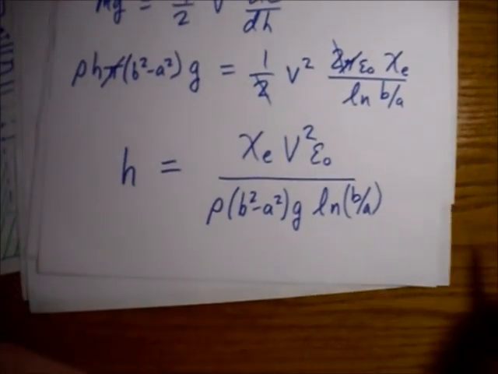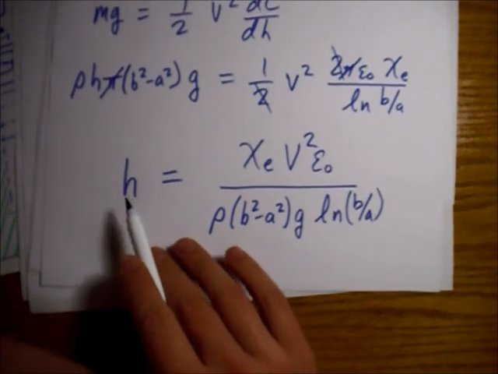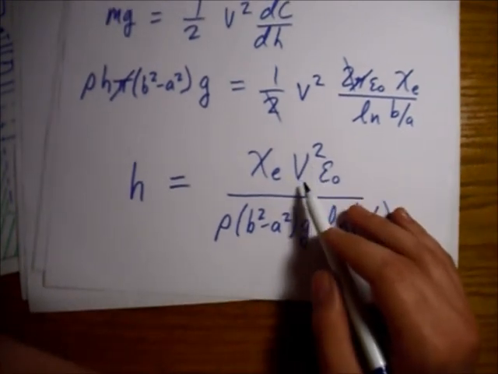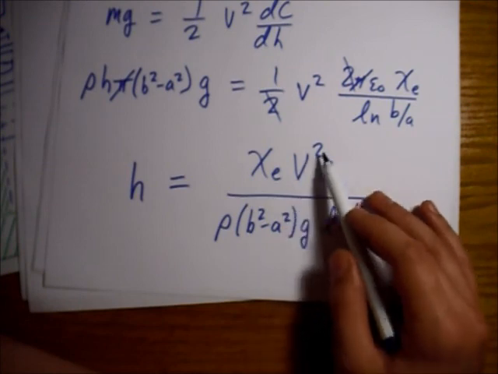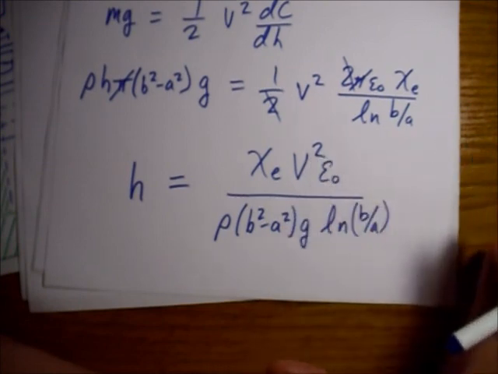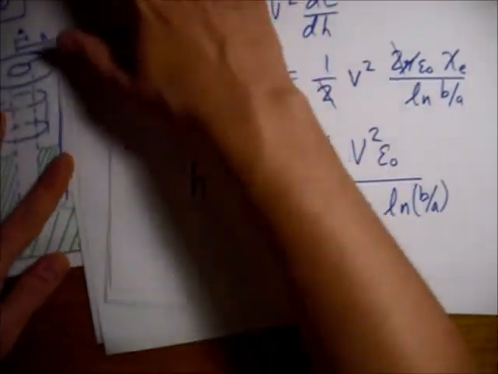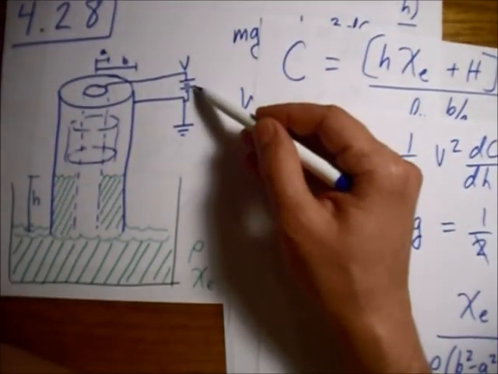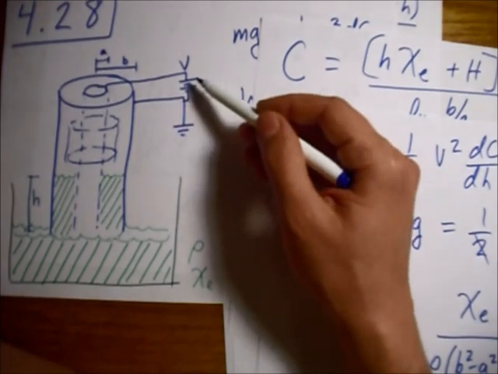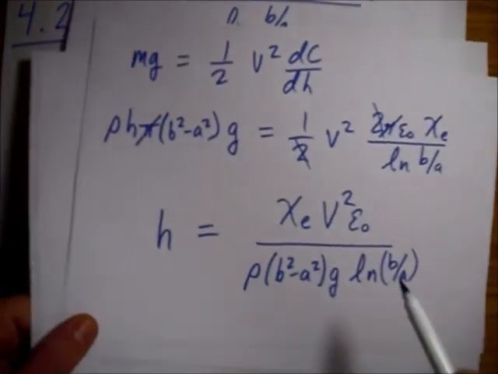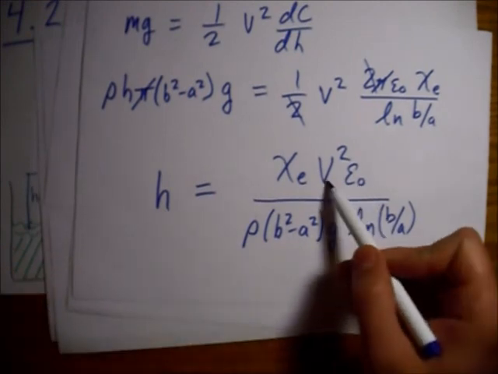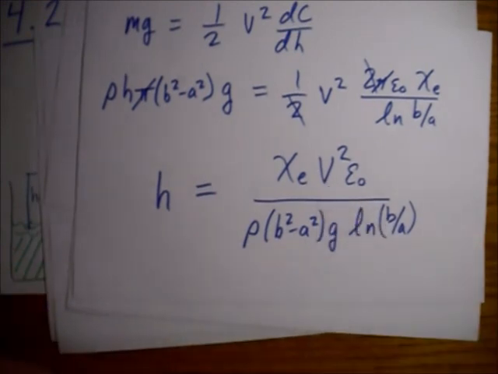So here is the height that this oil will rise. You notice that if I double the voltage between the cylinders, if we go back and look at our picture, right? If I have a 9-volt battery here, and then I put two 9-volt batteries in there, doubling the voltage here will make the oil rise 4 times as high because voltage is squared here.